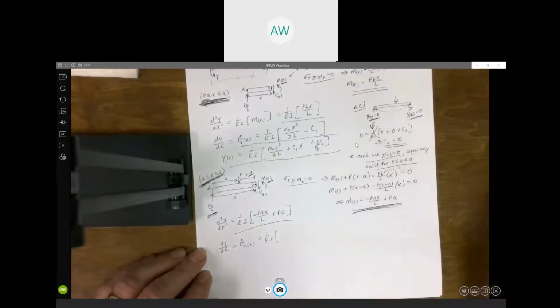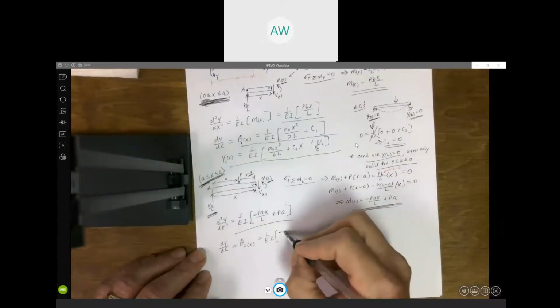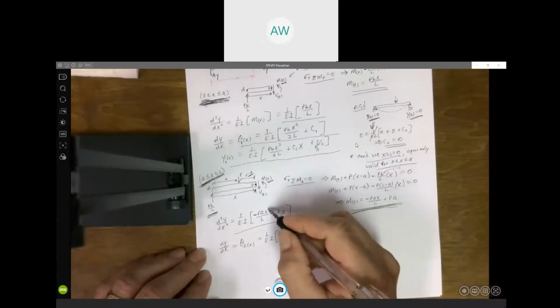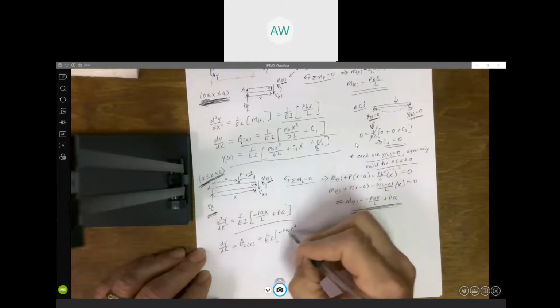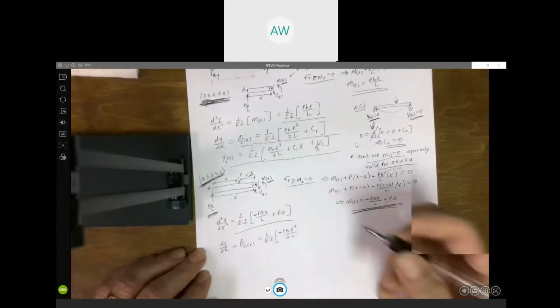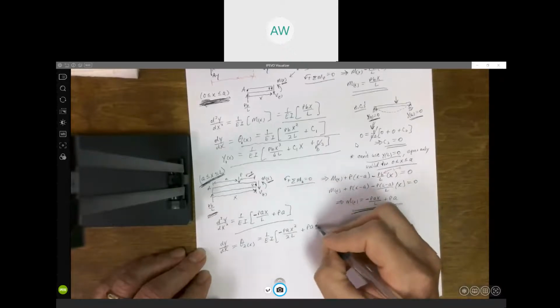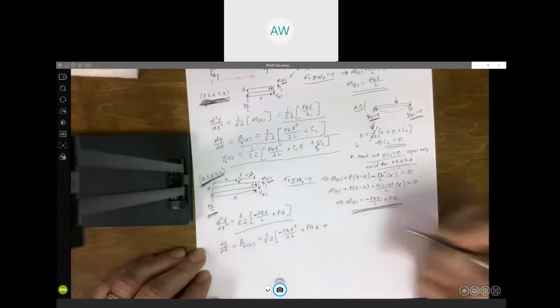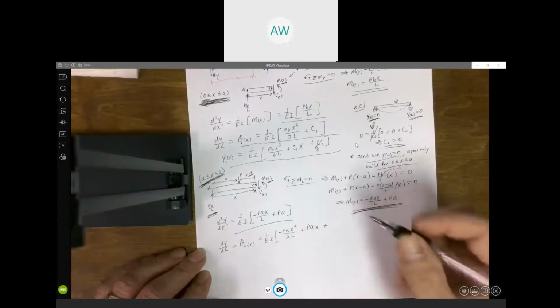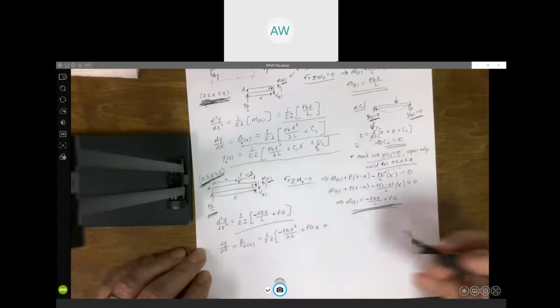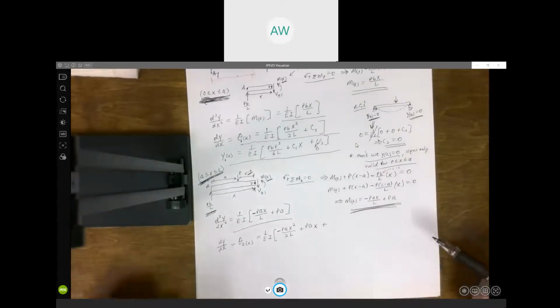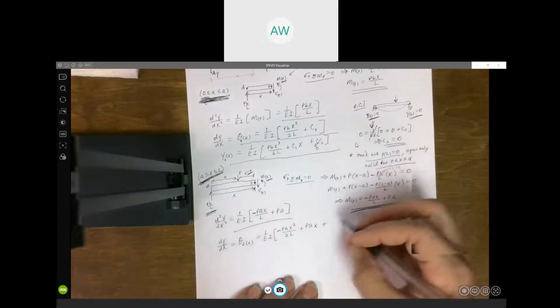And we integrate with respect to x. So we have minus PA. Here we're going to get x squared over 2 over L times PA times x plus a constant. And again, to avoid confusion, I've seen it done two ways. I'm going to call it C3.